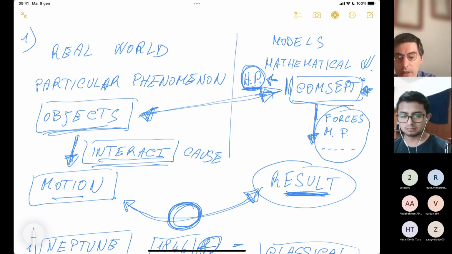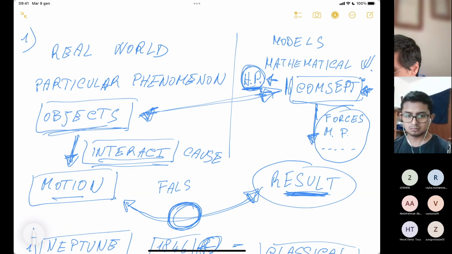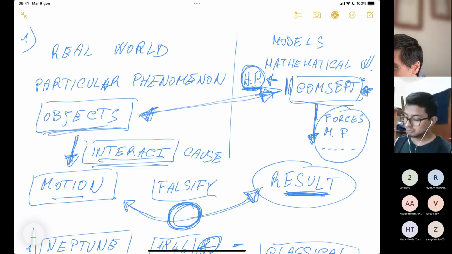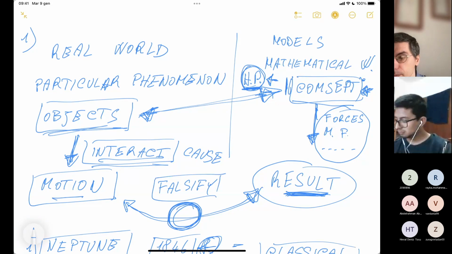This kind of approach is called, that we can, in this way, falsify our model, possibly.